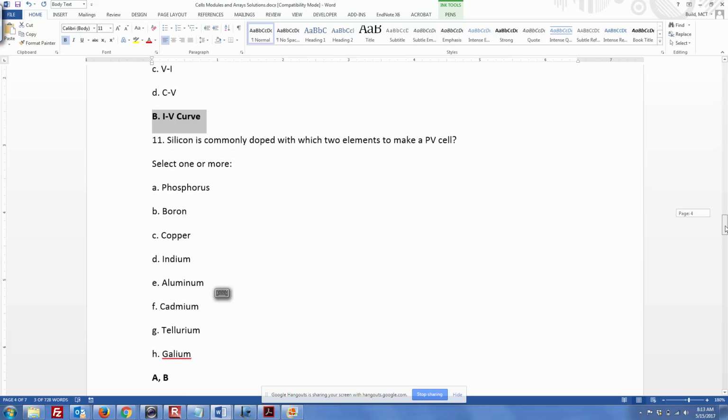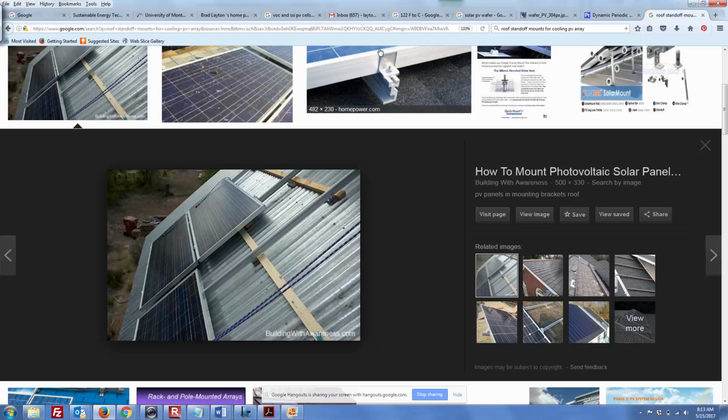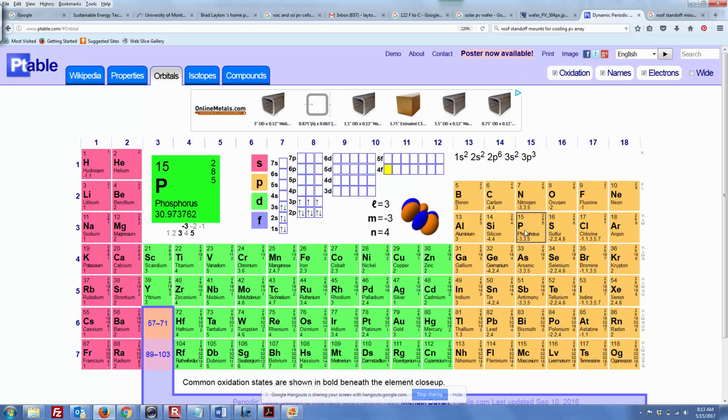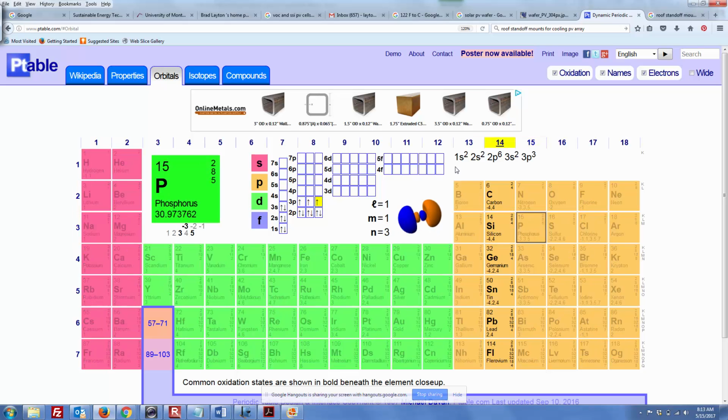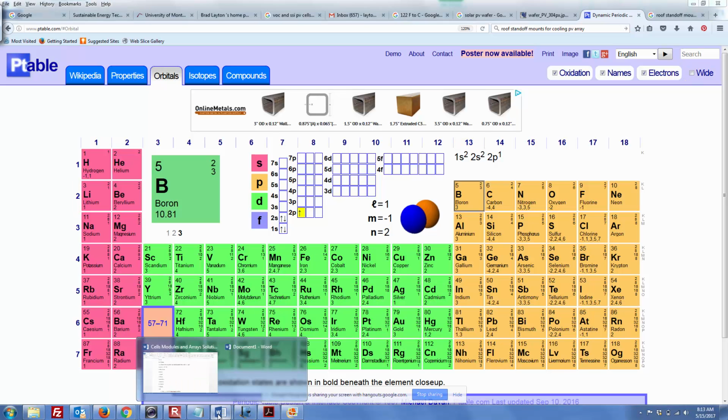Okay, the next one. Silicon is commonly doped with what to make a cell? Fortunately, we've already covered that. That's phosphorus and boron. So if we go back here, here's phosphorus, number 15. And the reason is it's got that extra electron, or boron, number 5, with the missing electron. Okay, next question.